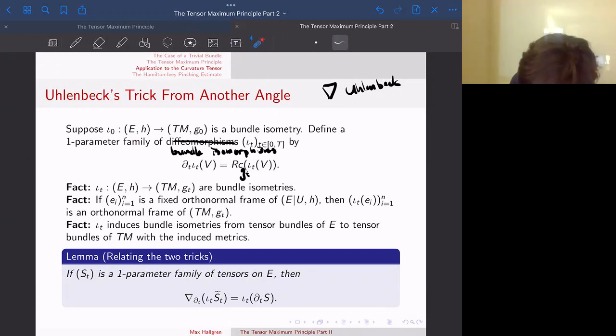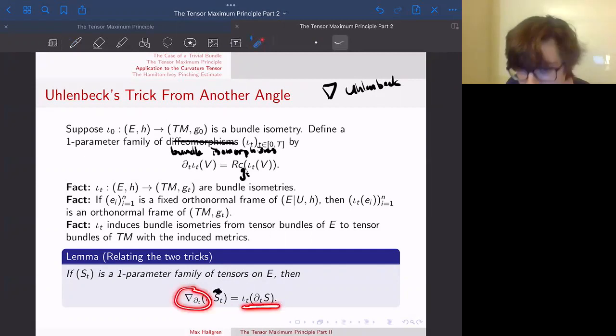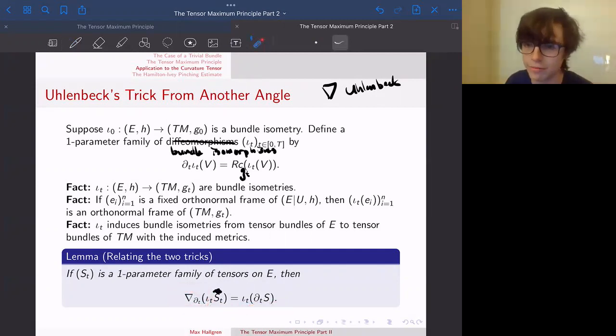that if we take a time-dependent tensor, let's say, on our bundle E, and if we take just the normal time derivative and then apply our bundle isometry, then this is the same as if we apply our bundle isometry and then differentiate, where this is now Uhlenbeck's connection in the direction of our spatial time derivative. So this Uhlenbeck trick is a way of seeing this Uhlenbeck connection, at least in the time direction, as just being a fixed time derivative of a fixed vector bundle.